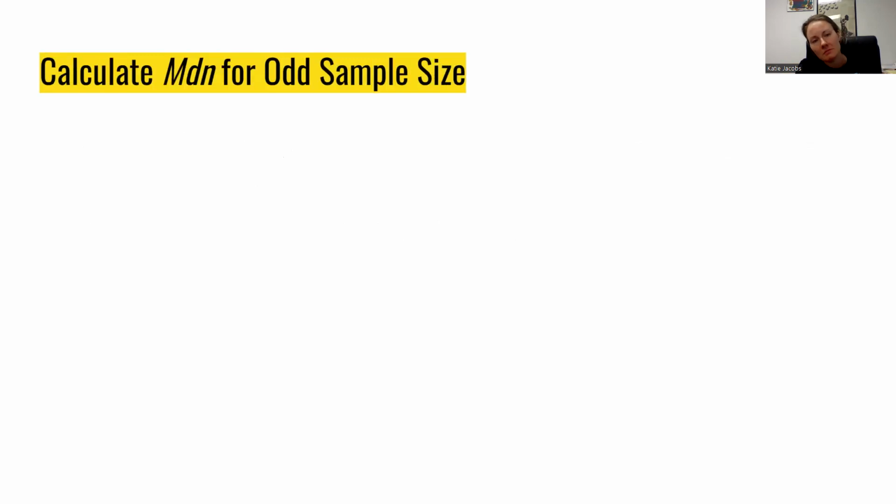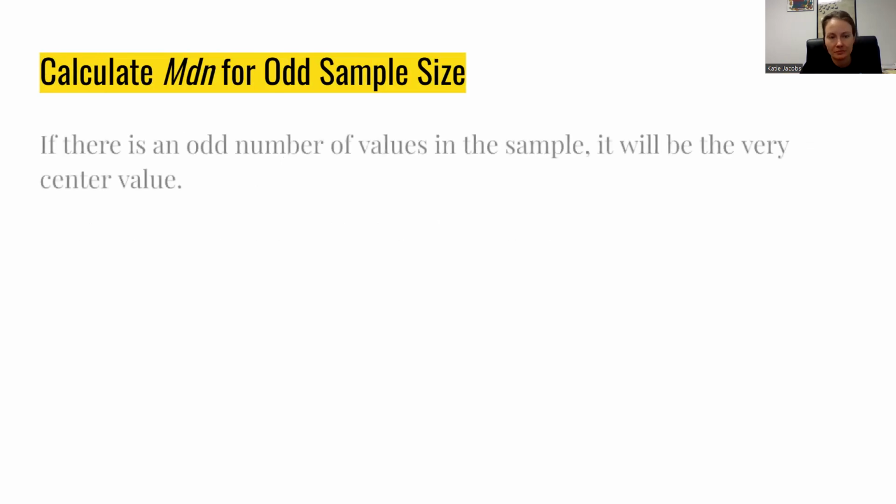How you calculate the median really depends on whether you have an odd number of participants in your sample or population, or an even number of participants in your sample or population that you're calculating for. If you have an odd number of participants in your sample, then it's going to be super easy. It's just going to be the very center value if you line up your entire data set from the lowest value to the highest.